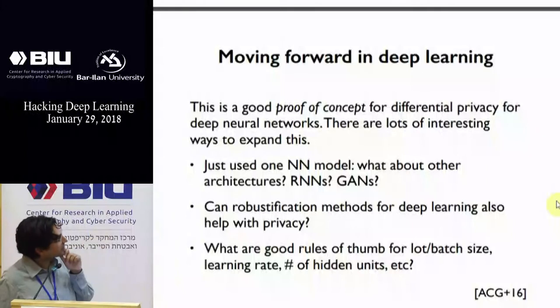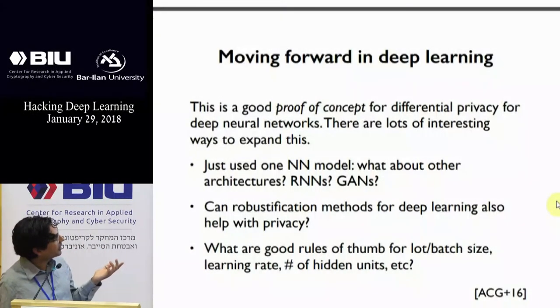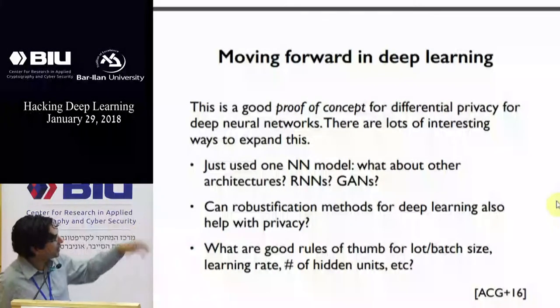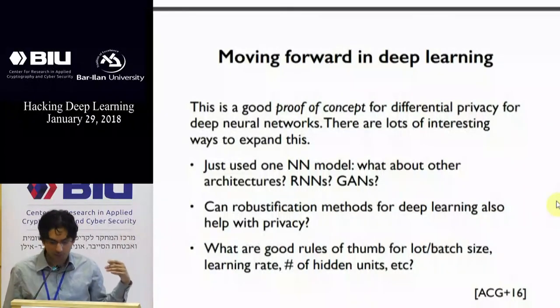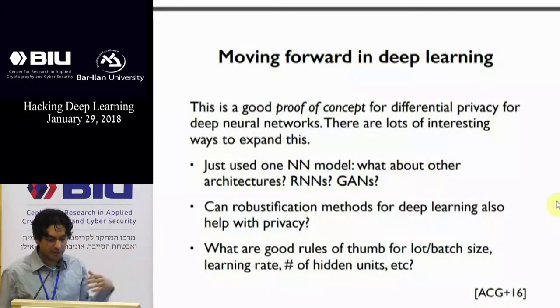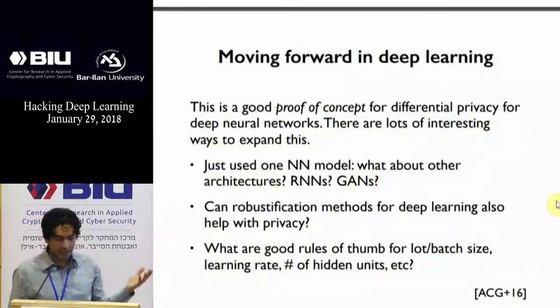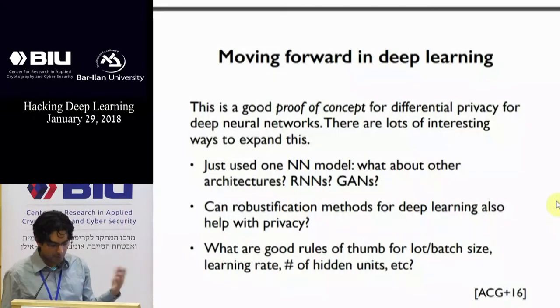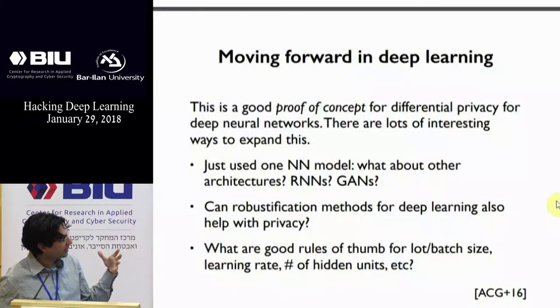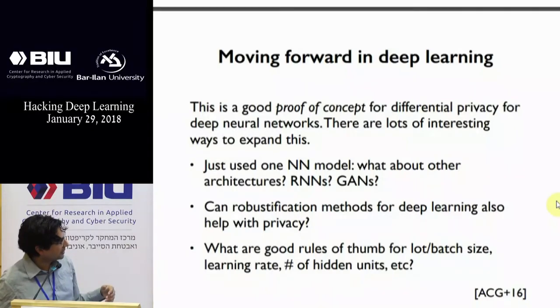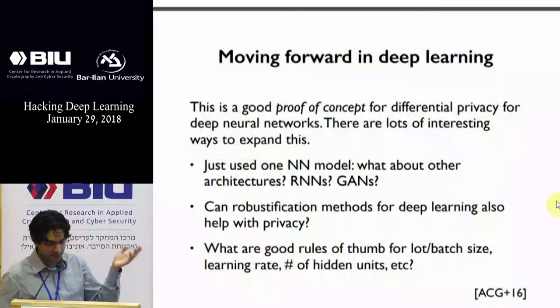I call this a sort of proof of concept in terms of private learning, and there are lots of interesting things that we don't quite know yet, and I'm sure that people will be coming up with them in the future. And the second point, which is maybe more germane to the people in this workshop: how do these methods for generating adversarial examples, or robustifying our classifiers, can those also be used to guarantee privacy, or can we analyze those in the language of privacy?